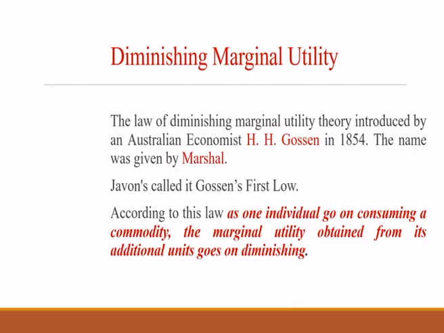As part of utility analysis, we are discussing one of the important laws, the law of diminishing marginal utility. The law of diminishing marginal utility theory was introduced by the Austrian economist H. Gossen in 1854. The name was given by Marshall. So Jevons called it Gossen's first law.